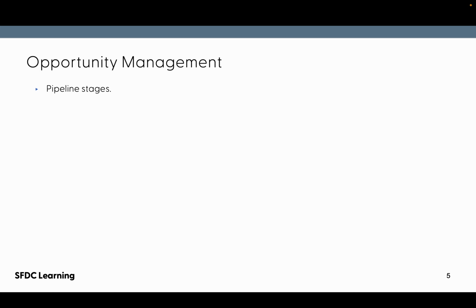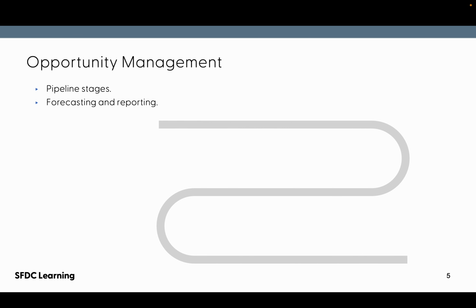So opportunity has different pipelines. So it identifies by pipeline stages. Forecasting and reporting also can be done based on that. So these are the components of opportunity management. And what the pipeline stage is, right? So it is a start stage. That means the opportunity management is started.